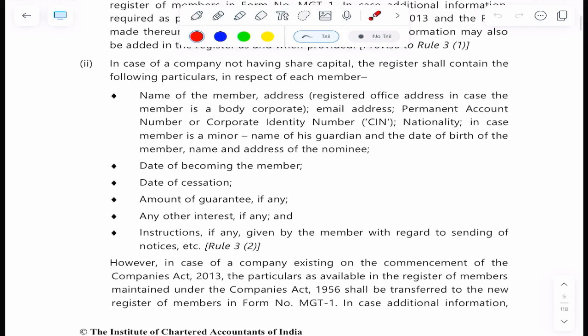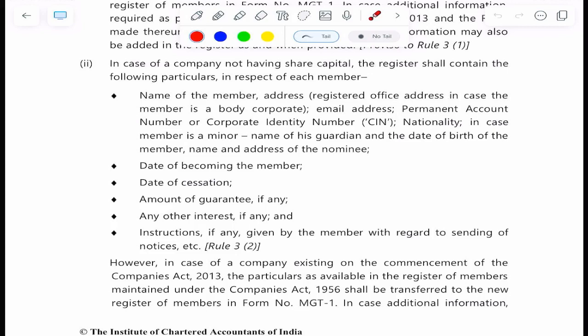In case of a company not having share capital, the register shall contain the following particulars in respect of each member: name of the member, address, registered office address in case the member is a body corporate, email address, permanent account number or corporate identity number (CIN), nationality. In case the member is a minor, name of his guardian and the date of birth of the member, name and address of the nominee, date of becoming the member, date of cessation, amount of guarantee if any, other interest if any, and instruction if any given by the member with regard to sending of notices, etc.